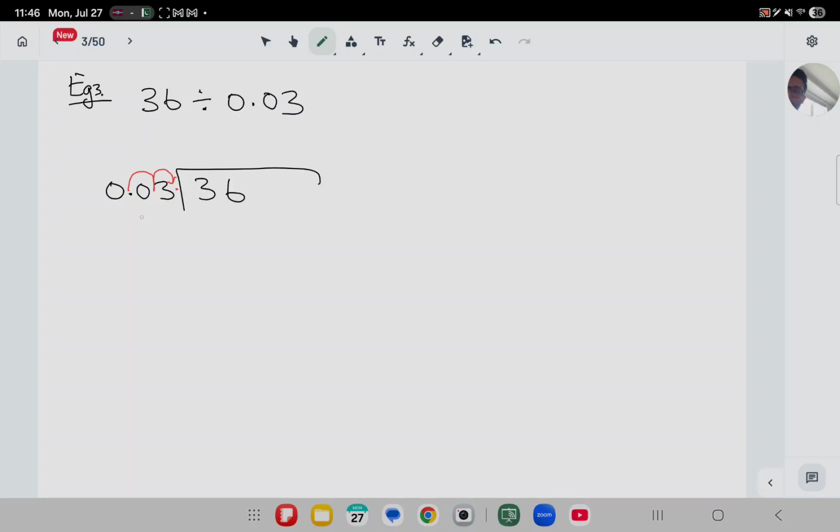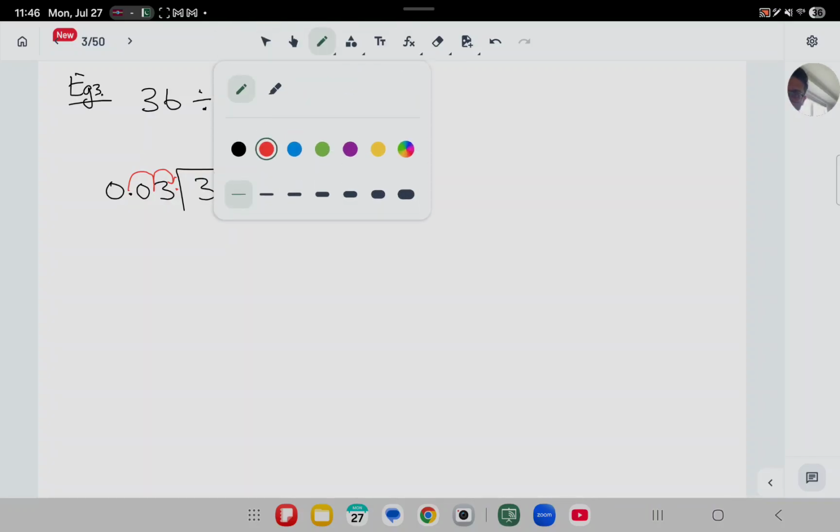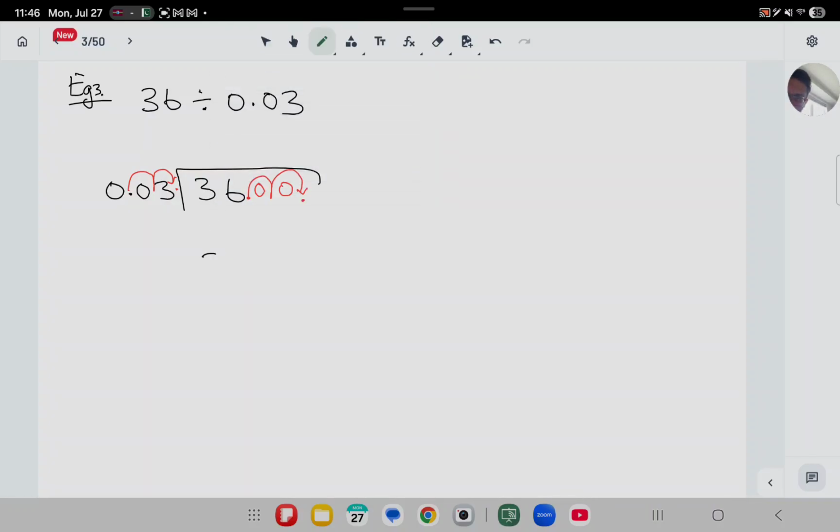And however many times we move it in the divisor, we need to move it the same number of times in the dividend. We know that the decimal point in a whole number is on the right-hand side. We moved it 2 times here, so we need to move it 2 times here also: 1, 2. So we fill out the spaces with zeros. Our new equation will be 3600 divided by 3.